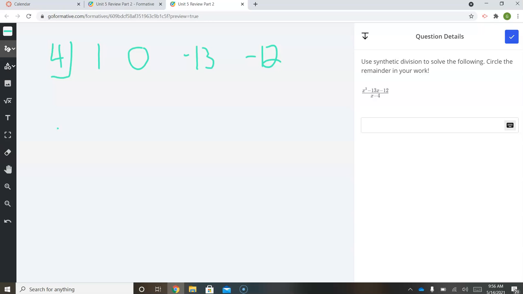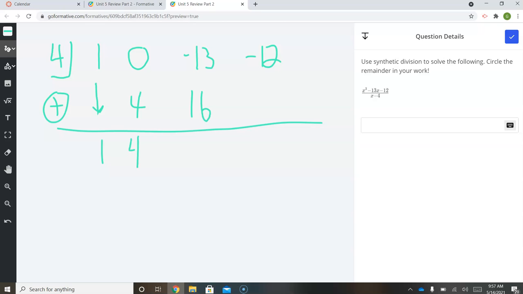But now we're going to do our synthetic, and remember, synthetic is addition. So they have different methods, so you just have to make sure you're paying attention. Drop your 1. That would just be 1. And then you multiply. 4 times 1 is 4. Now we add 0 plus 4 is 4. Now we multiply again. 4 times 4 is 16.